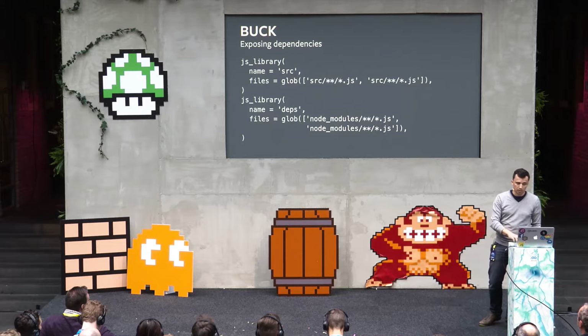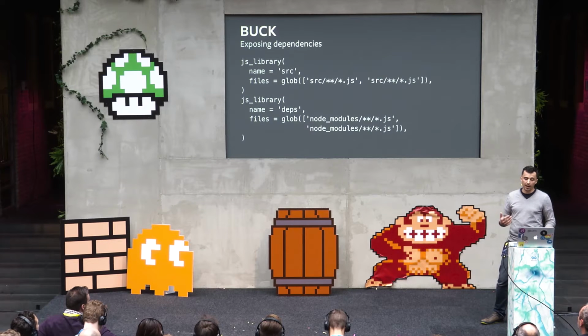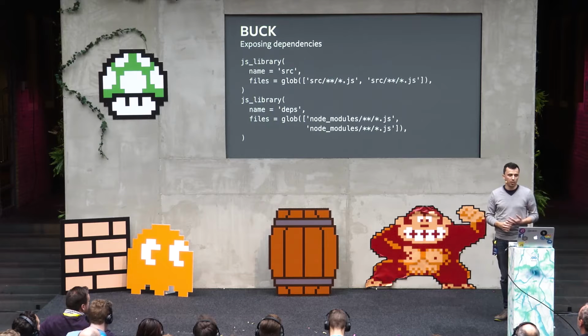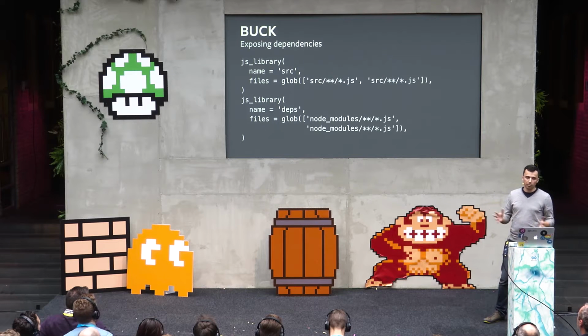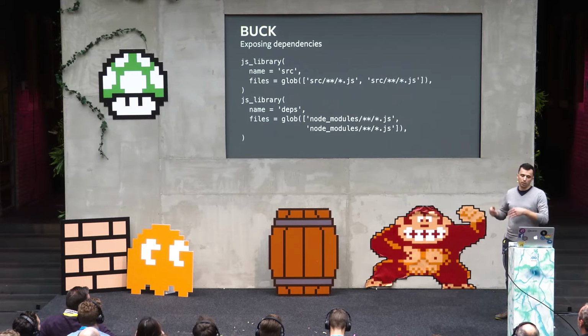We're solving the first challenge by forcing users to declare a very rough approximation of the dependency graph. You could, for instance, so Buck files are just Python files. You could declare two libraries, one for your own code, one for your dependencies.